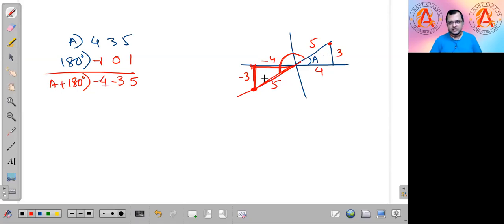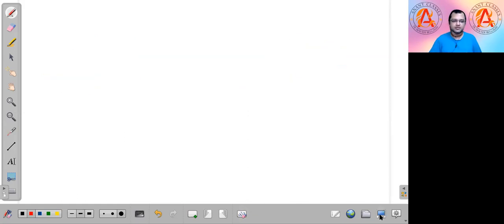So you can see it is just like a mirror image. This new triangle is just a mirror image of the earlier one. What was 4, 3, 5? Now it is -4, -3, -5. So what we have done is, in this angle A, we have added another 180 degree. Okay, this one. Achha. Now, next.